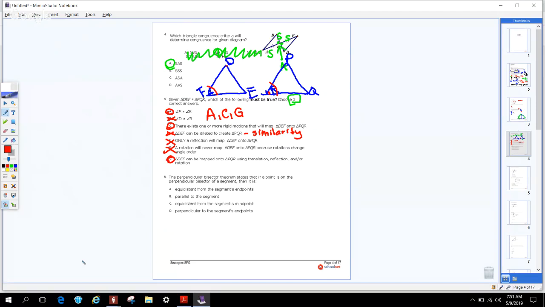Number 6, the perpendicular bisector theorem. I think there's 3 or 4 questions on you just knowing what's an angle, what's a perpendicular thing, what are parallel lines. This is an example of one of those questions. The perpendicular bisector theorem says that if a point is on the perpendicular bisector of a segment, then it is.